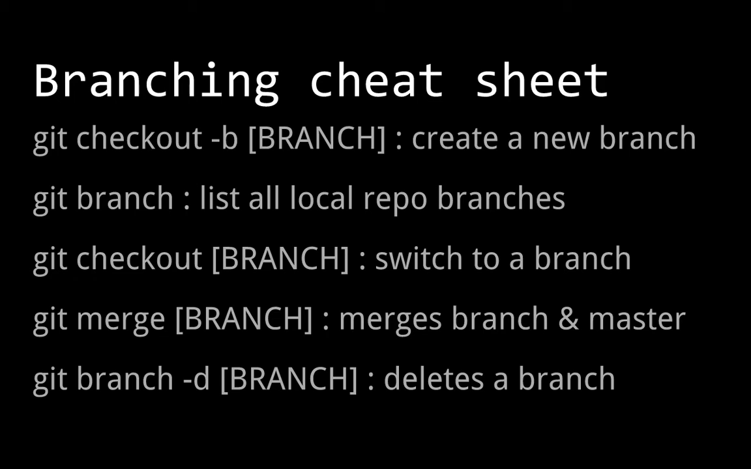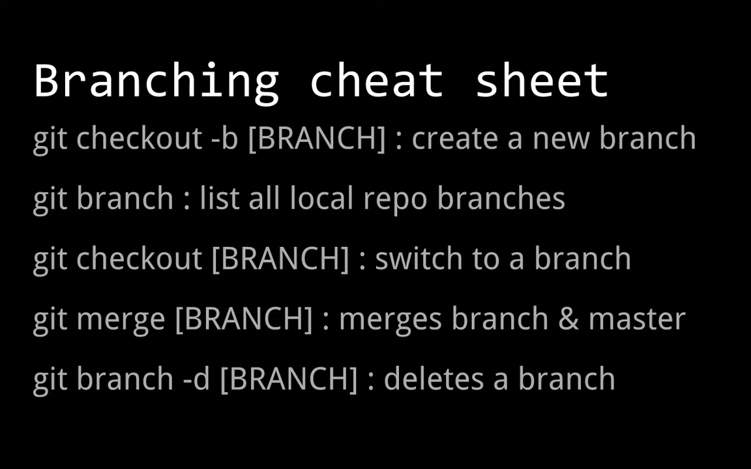Git checkout branch name, without the flag, switches to the specified branch so that you can work on it. Git merge branch name merges the history of that branch name with the master branch. Git branch -d branch name deletes a branch. So that was all a mouthful.